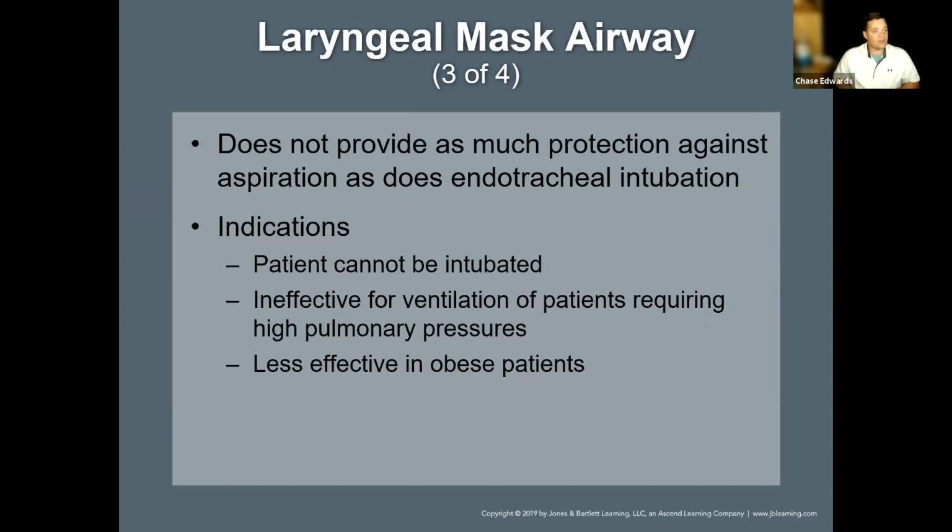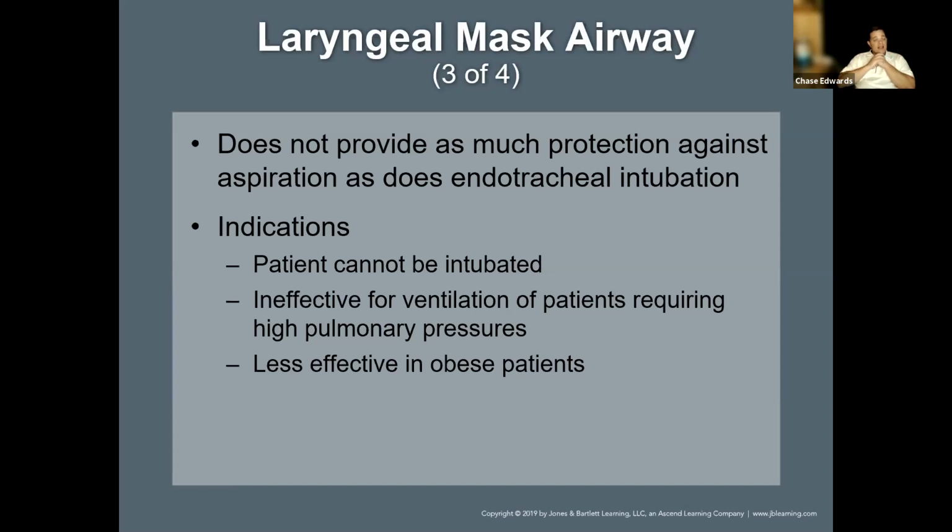Now, there are some things that it's not going to do. It's not going to provide as much protection against aspiration as the ET tube. It may actually increase the risk of aspiration in patients that regurgitate. It should not be considered a primary airway for emergency patients at all. And then there are some indications and contraindications for the LMA. It should be considered only when a patient can't be intubated, and it's less effective in obese patients and should not be used in patients with morbid obesity.